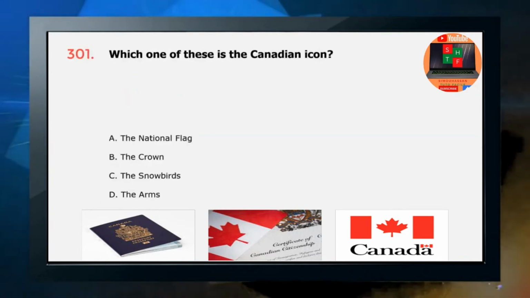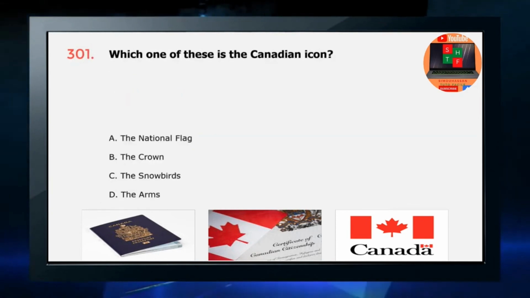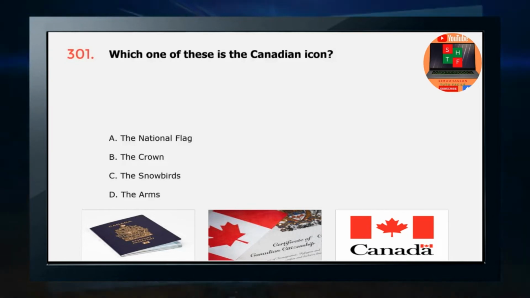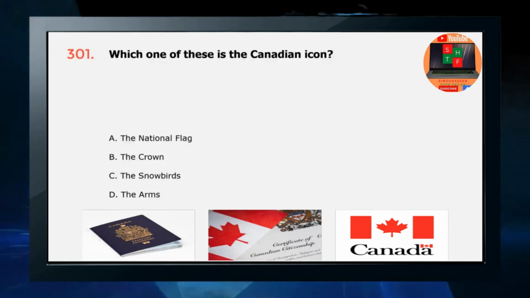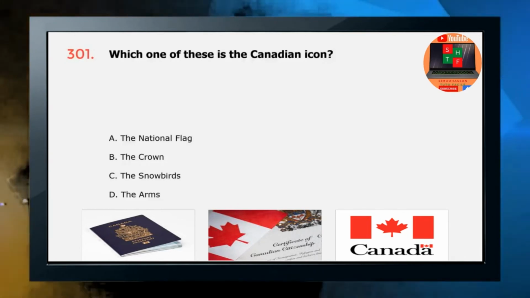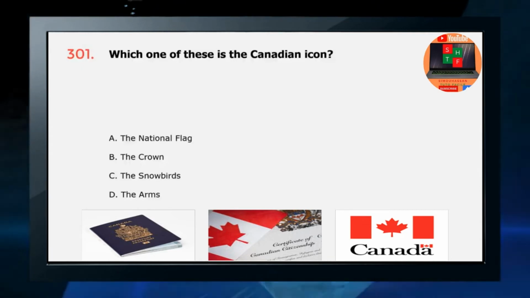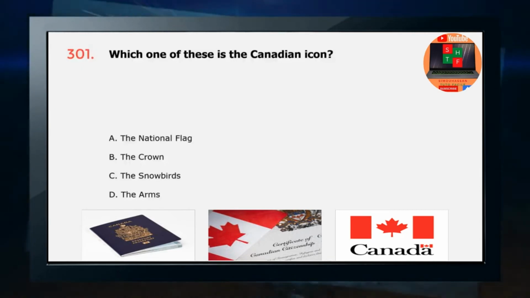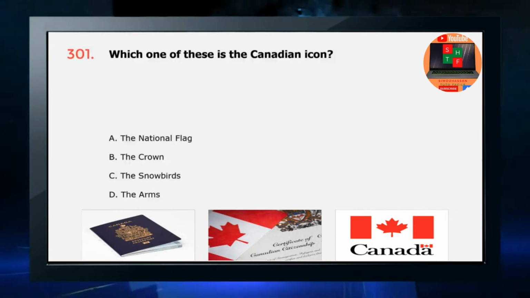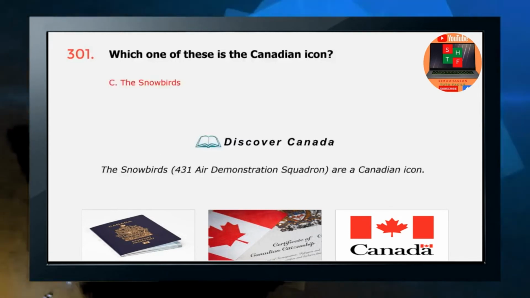Question 301. Which one of these is the Canadian icon? A. The national flag. B. The crown. C. The snowbirds. D. The arms. The answer is C. The snowbirds.